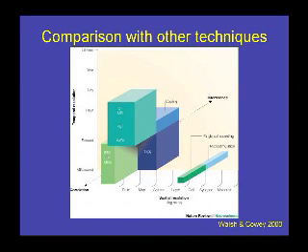Okay, so in comparison with other techniques used in cognitive neuroscience, the spatial resolution of TMS is actually quite good. So it's around, well, some people claim less than a centimetre, but I would say a centimetre at least.